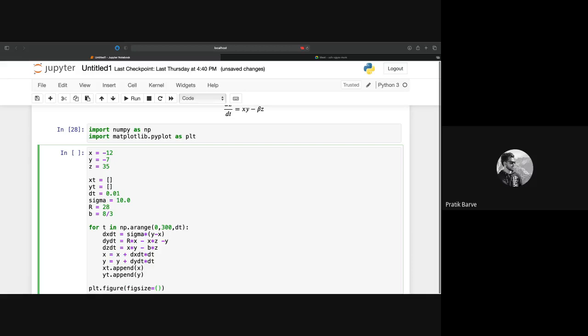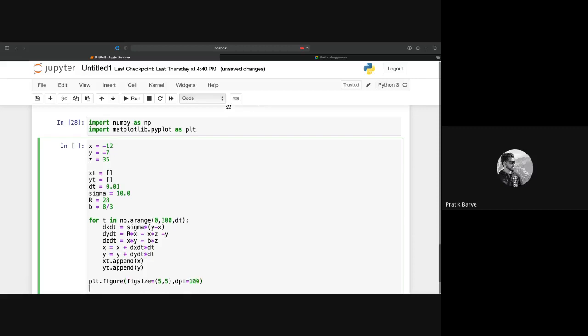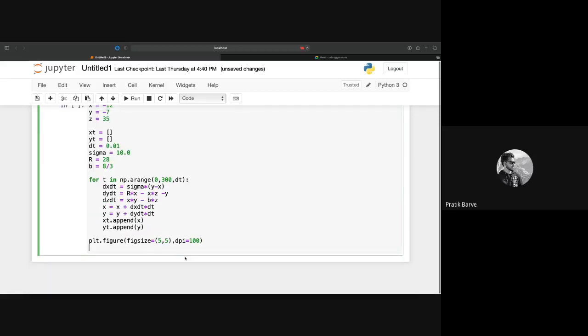Let's say 5 by 5. Let's take a small plot so it runs quicker. DPI 100. We'll increase these values later and look at the intricacies of this. I will add the z part later. So I'll come to it later. Let's see how it looks in the xy plane first.